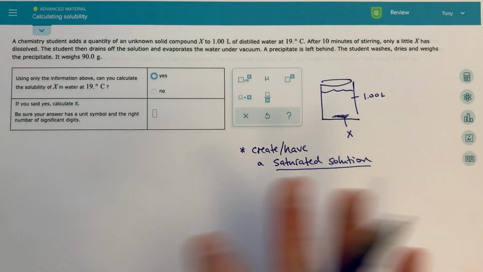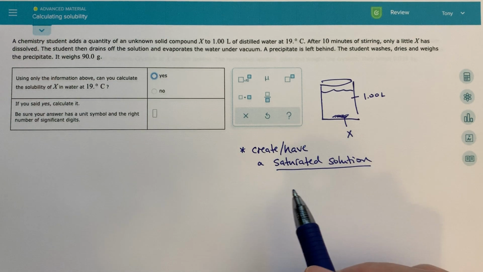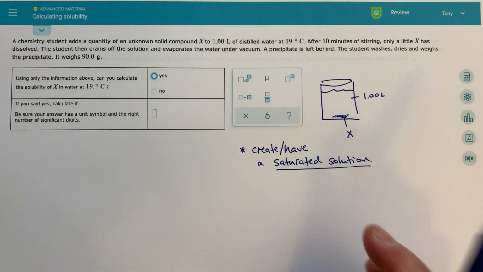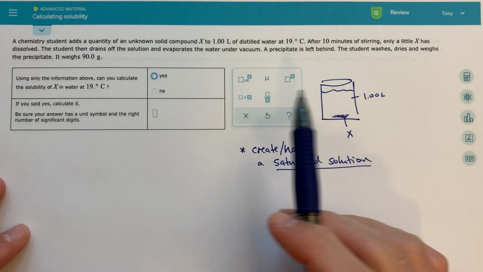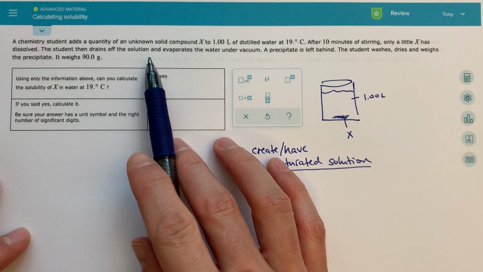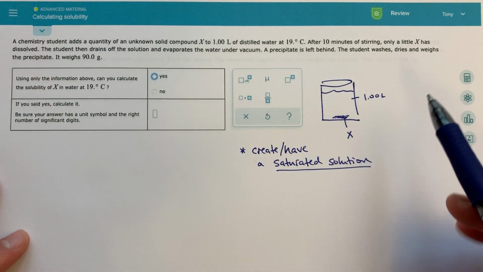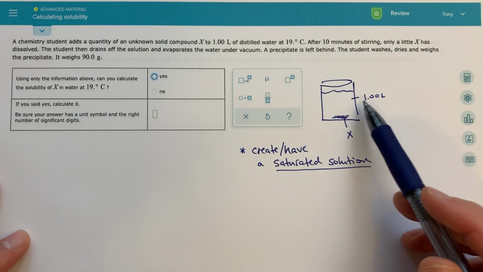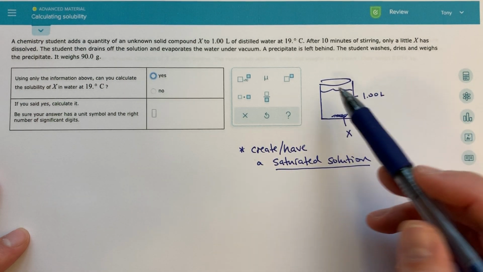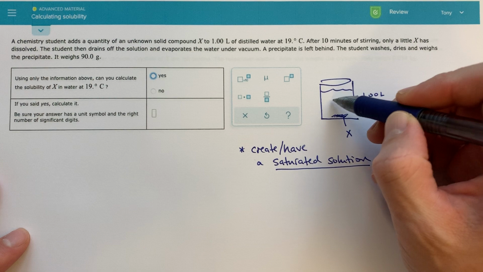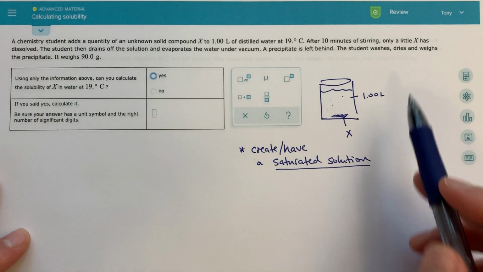So like I said, I'll do two examples here and talk through each one. Just keep in mind: do we have a saturated solution or not? Okay, this says a chemistry student adds a quantity of an unknown solid compound X to 1 liter of distilled water at 19 degrees Celsius. So here's our picture. We've got 1 liter of water and our solid X. Some of it's going to dissolve, right? So as the solid dissolves, we're going to have a little X dissolved in our solution.